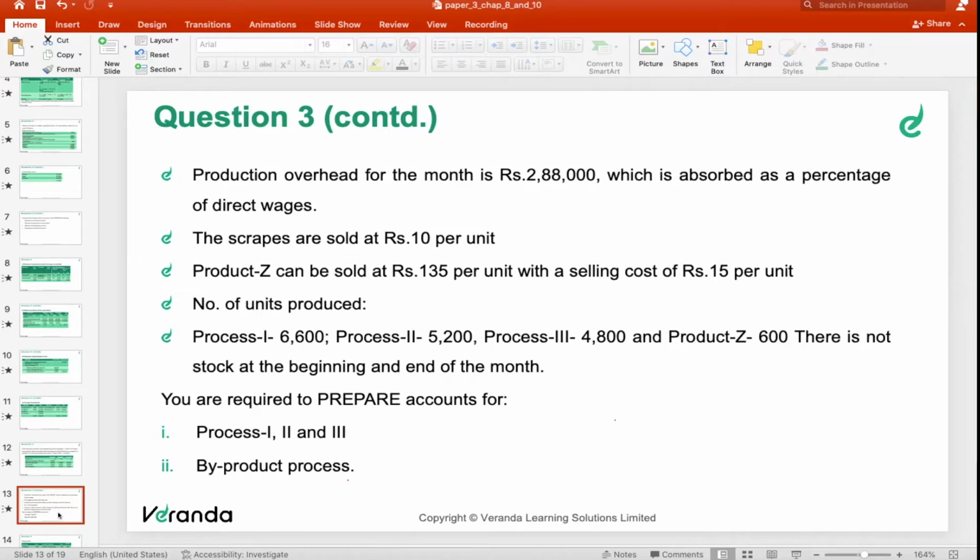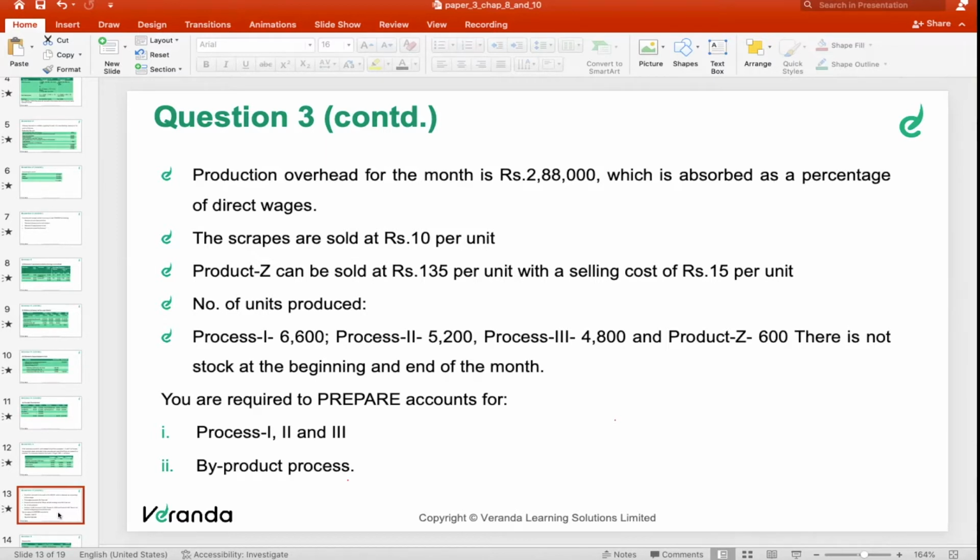Each and every process is a cost center. We are incurring the cost. So in this question, how many processes are there? Three processes. Very good. For each and every process, we are incurring the cost. Therefore, every process is a cost center. For every cost center, you have to prepare a separate account. Therefore, how many accounts do you have to prepare? Three accounts. Process 1 account, process 2 account, process 3 account.